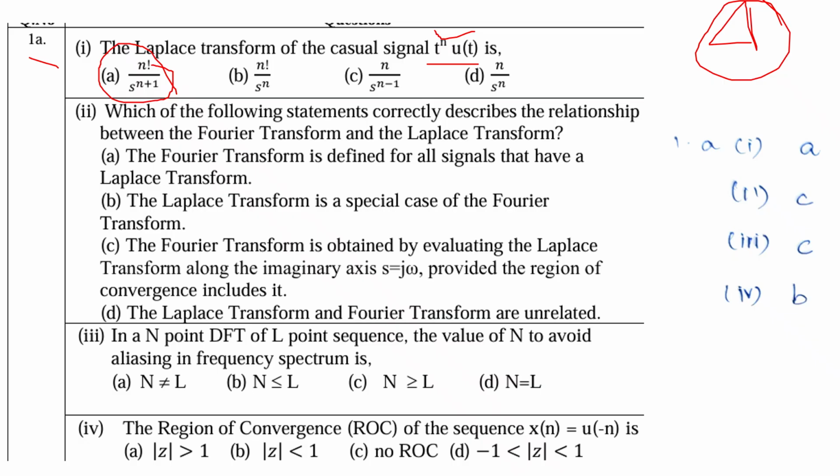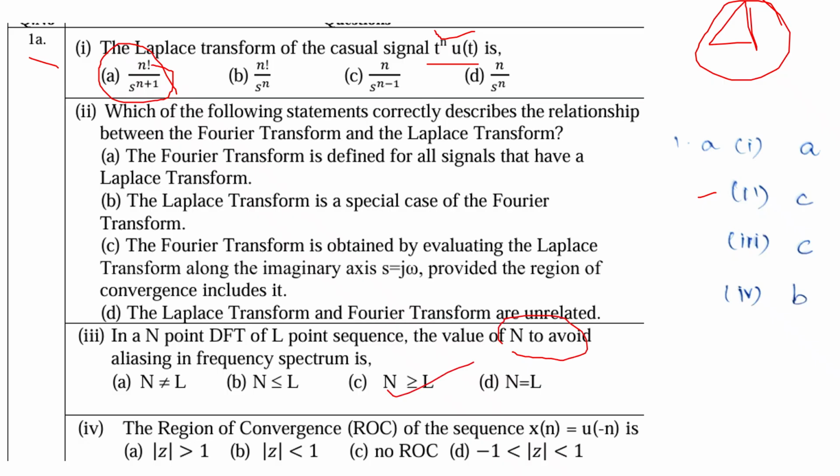Which of the following statements correctly describes the relationship between the Fourier transform and Laplace transform? Just check it by yourself. The answer is already given here. For the third question, in an N-point DFT, what will be the value of N to avoid aliasing? You can check the answer already.